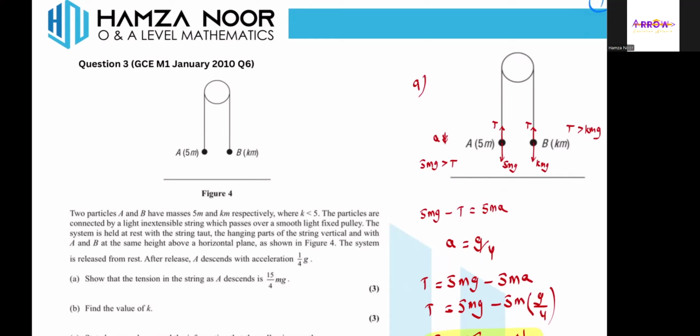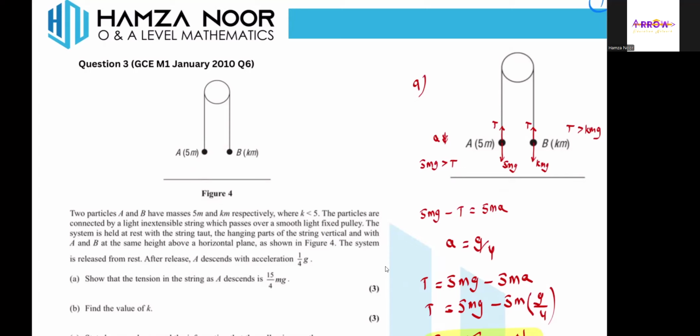First of all, we have handout question number 3, which is GCE M1 January 2010, question number 6. The question says that two particles A and B have masses 5m and km respectively, where k is less than 5, which means that particle A is heavier as compared to B. So when the system is released, particle A will come down and B will go upwards.